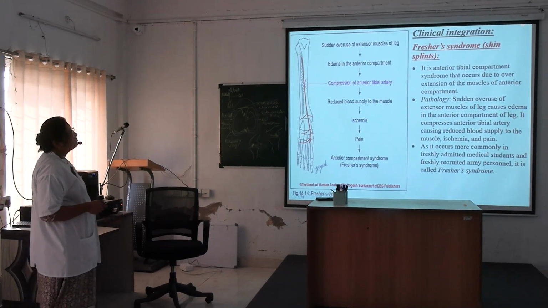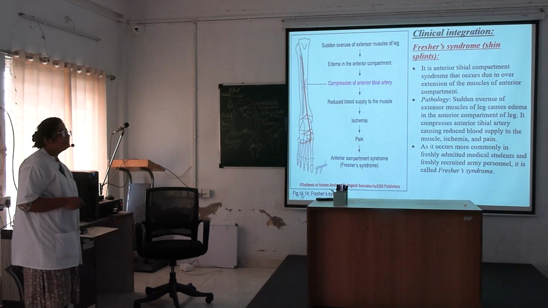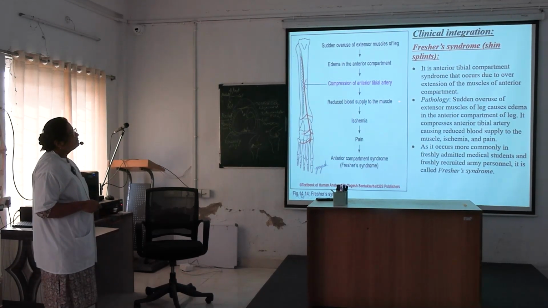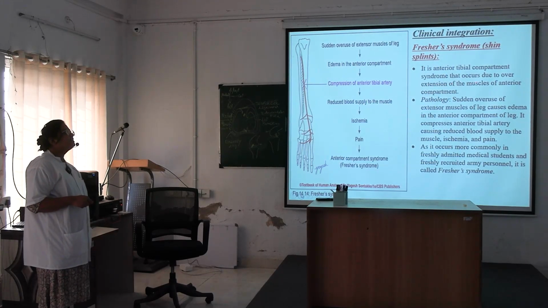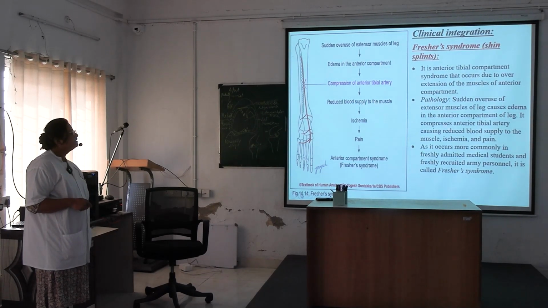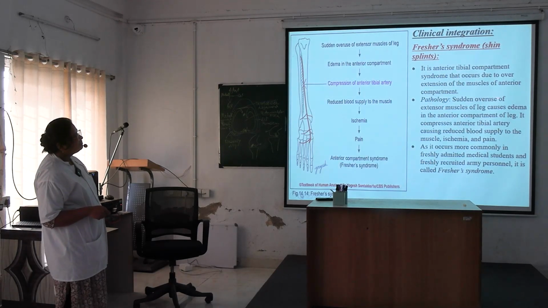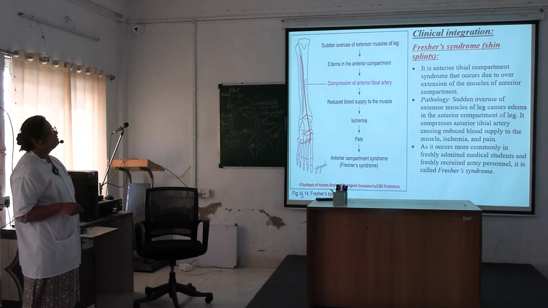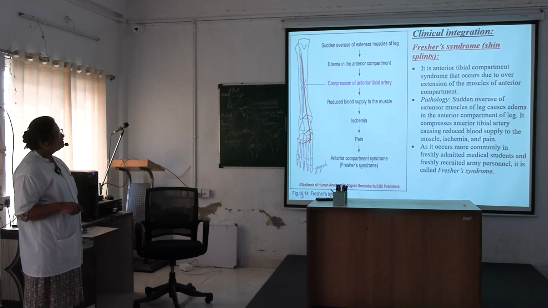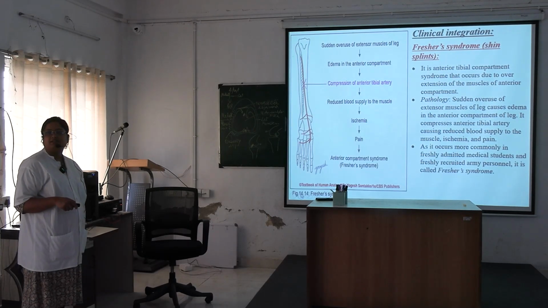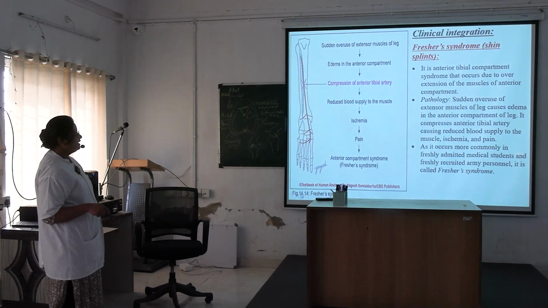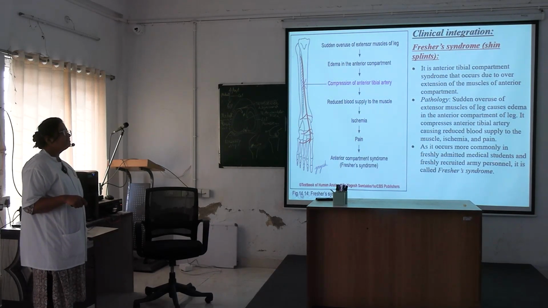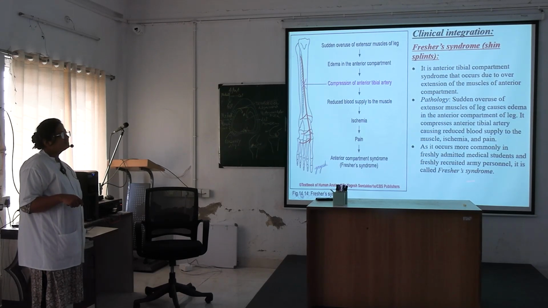Next is Fraser's syndrome or shin splints. This is one clinical aspect. It is anterior tibial compartment syndrome that occurs due to overexertion of muscles of the anterior compartment. How does it occur? Pathology: sudden overuse of extensor muscles of leg causes edema in the anterior compartment of leg, and it compresses the anterior tibial artery, causing reduced blood supply to the muscle. There will be ischemia and pain in the anterior compartment. As it occurs more commonly in freshly admitted medical students and freshly recruited army personnel, it is called Fraser's syndrome.